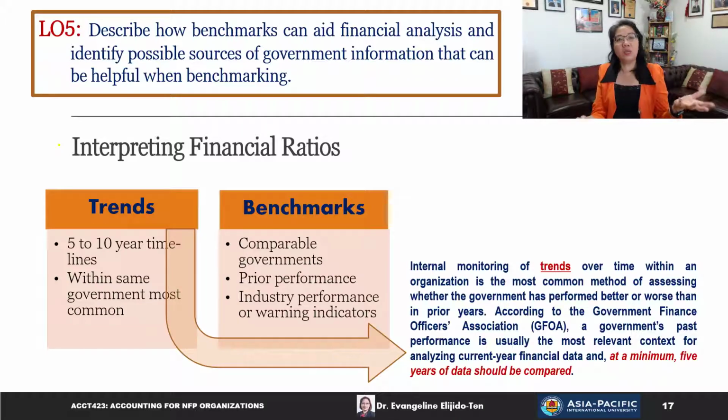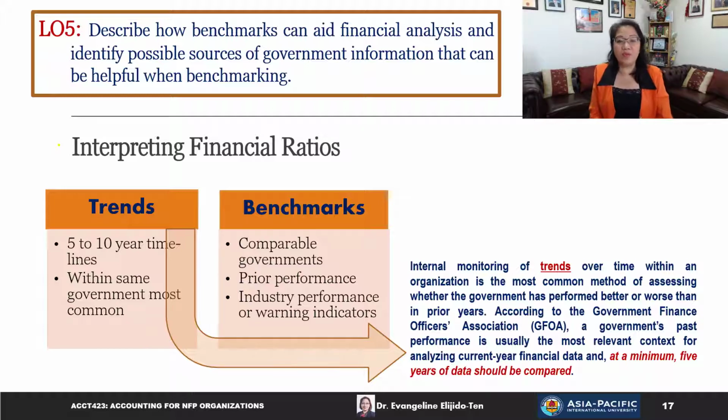So when we're talking about trends, we're looking at internal monitoring of trends over time within one organization. The most common method of assessing whether the government has performed better or worse than in prior years is to focus on the trend or the trajectory. Is it an increasing trend? Is it a decreasing trend? Or is it a consistent performance?